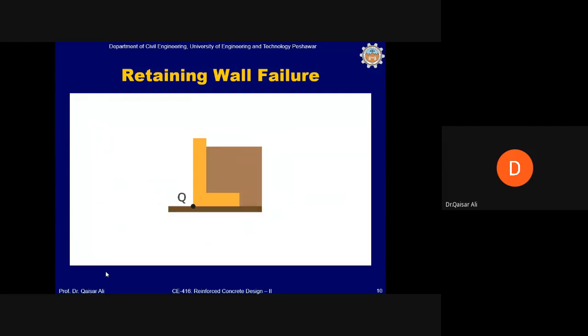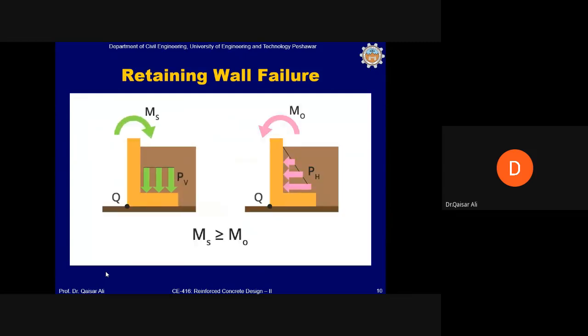They first calculate how strongly the soil pressure will tend to make the wall rotate about Q. We call this tendency to tip an overturning moment, and we label it MO. Next, they figure out the stabilizing moment, MS, produced by the soil pushing downwards on the horizontal leg of the wall. Lastly, they make sure that the horizontal leg is long enough that the stabilizing moment is at least as large as the overturning moment. Then the retaining wall will be stable.